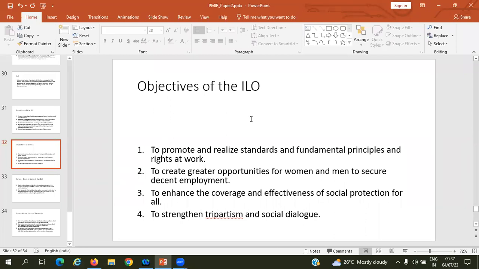In most organizations you see maximum men, no women. Because of some discrimination, we are not recruiting women. So ILO is responsible to neutralize that, so everyone is the same in employment.